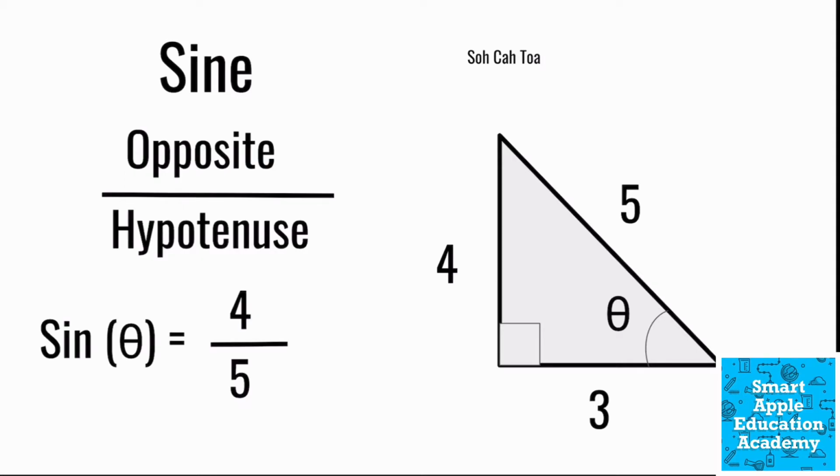We have figured out what the sine of theta is. The sine of theta is 4 over 5. Now let's move on to another problem.